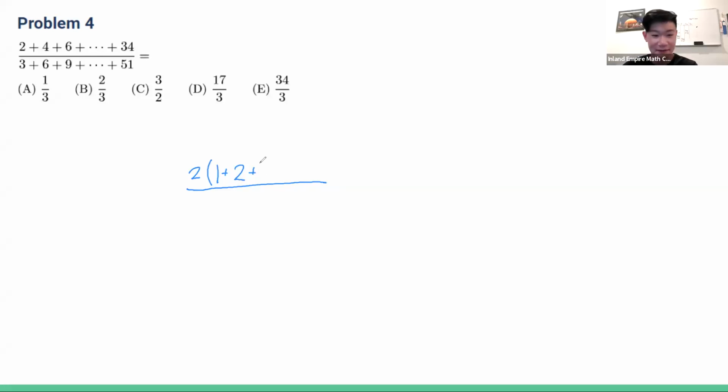But let's continue factoring. Okay, so 4 plus 5, and on until we reach 34 divided by 2, which is 17. Okay, now what's on the bottom? Well, I noticed that on the bottom, we can divide all of these by 3. So I can factor it out. 3 divided by 3 is 1. 6 divided by 3 is 2. And on, and on, and on. Until we get to 51 divided by 3, which is 17.